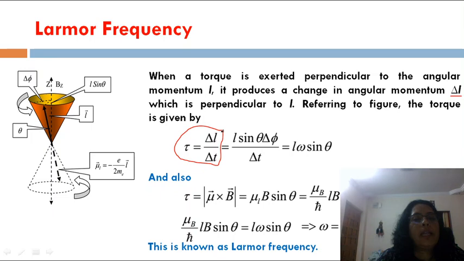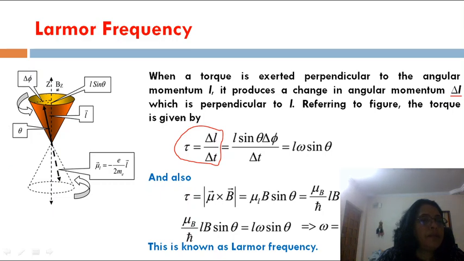How much is that del L? How much is the change in del L? It is L sin theta into del phi. Have you understood this, or is there any confusion?